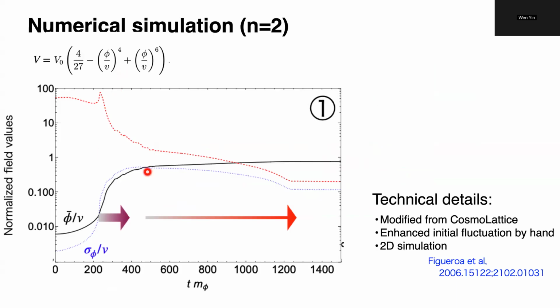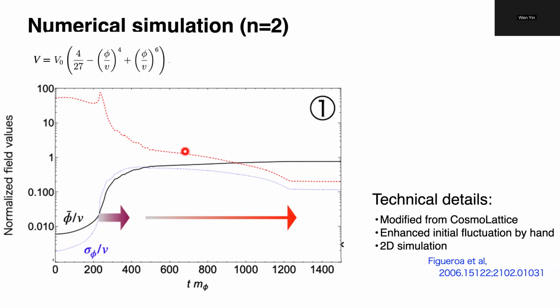Please check our paper. The horizontal axis is the cosmic time, but just the time of simulation. Sorry, I didn't consider expansion here. Anyway, just the time. The vertical axis is a normalized field value. For instance, this black solid line denotes the average field value, or homogeneous mode, normalized by the bar. And the black dashed line denotes the fluctuation.